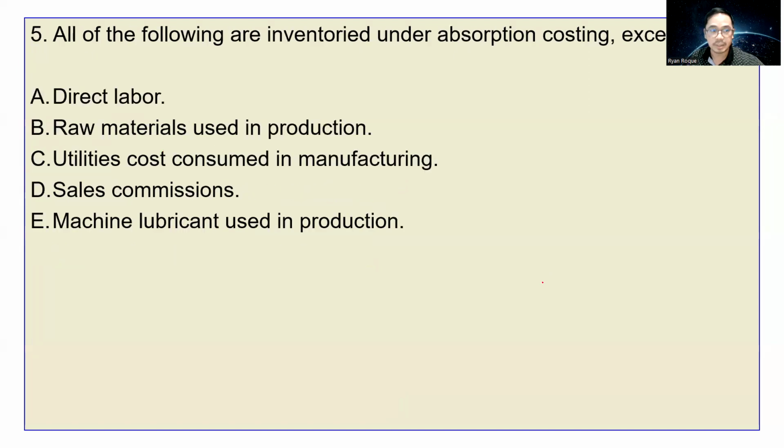All right, so let's have the next item. So all of the following are inventoried under absorption, except, so what are inventoried under absorption? But we are looking for the exception. Is it A, direct labor? Is it the raw materials used in the production? Is it the utilities cost consumed in manufacturing? Is it sales commission or the machine lubricant used in production? The answer is obviously letter D. Okay, so this is not inventory.